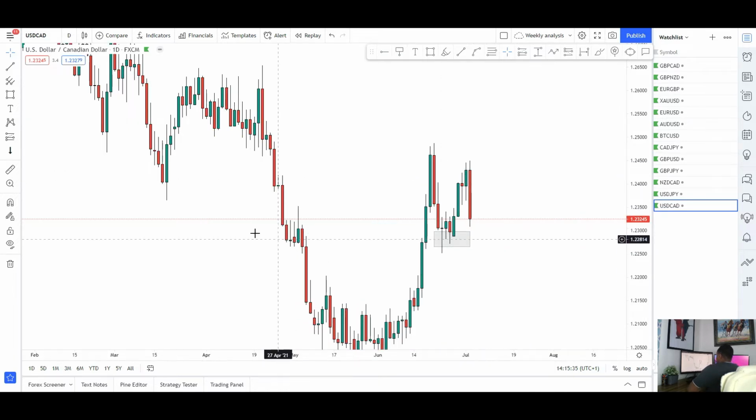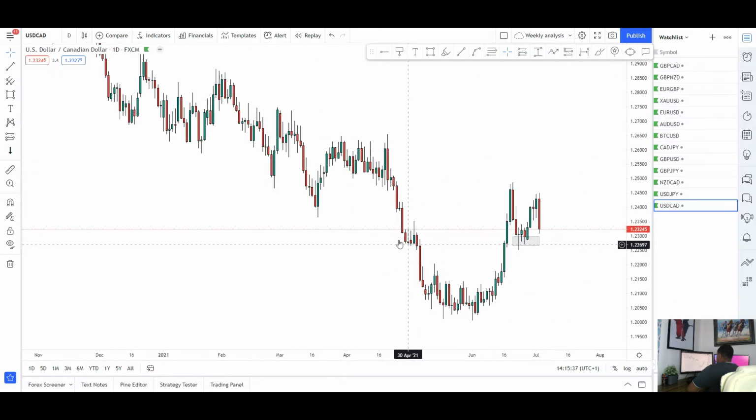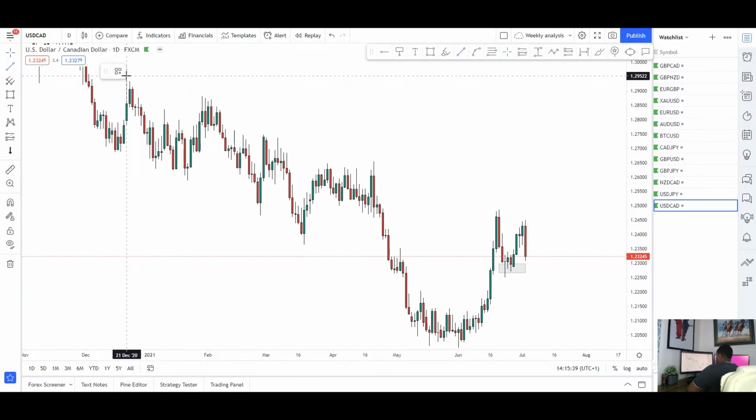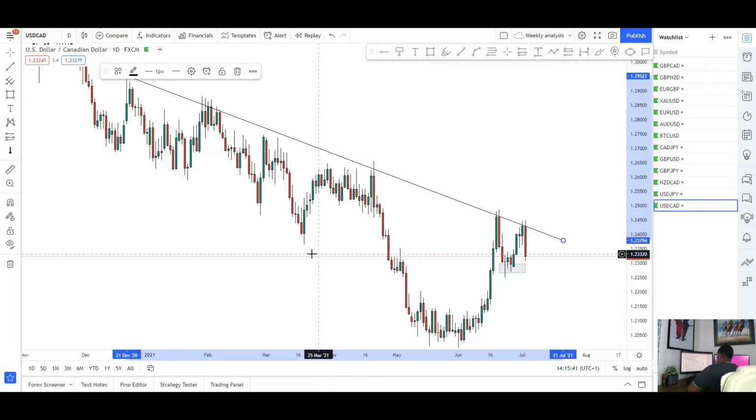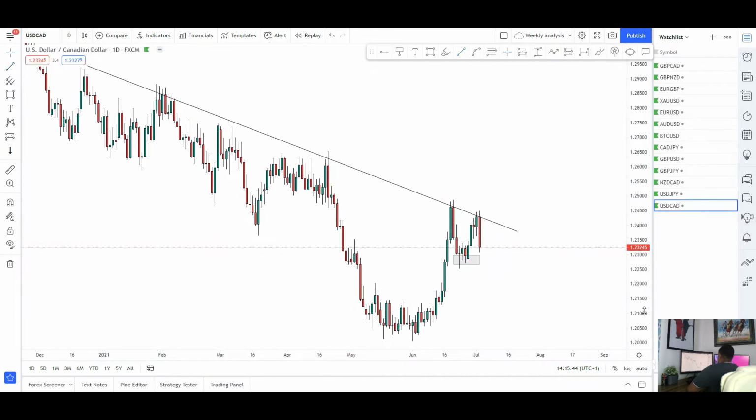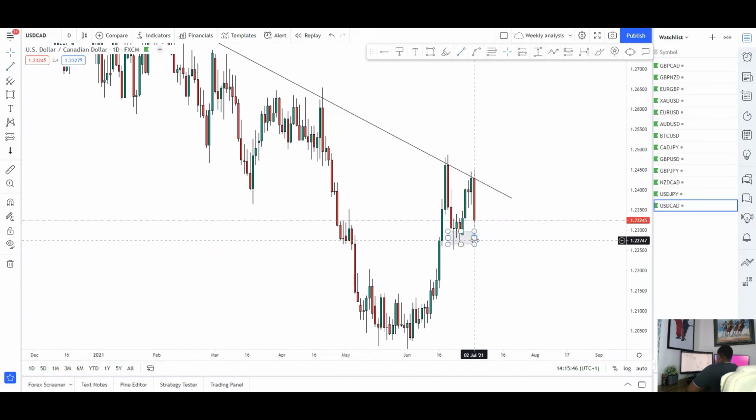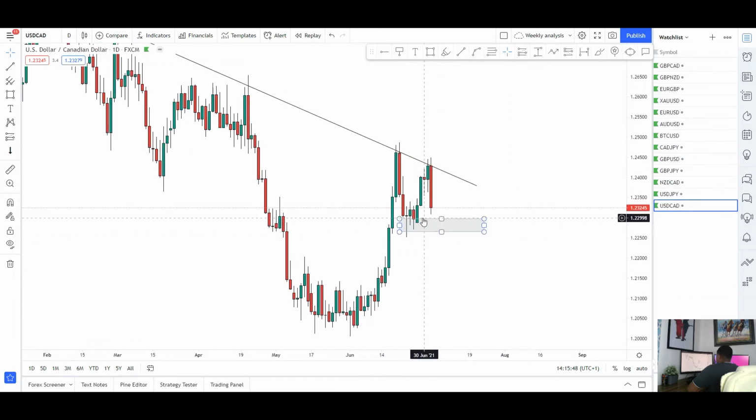So the market here is still overly bearish on the daily. We're still making lower lows, lower highs. You can see we still have this bearish trend line still intact. We tested it a couple of times now, and price is still struggling to break through it. So for me, the market is still bearish, but it's important to see what happens at this price here, at this area here, to see whether we break through it or we hold, and then that will determine whether I look to buy or sell USD CAD.